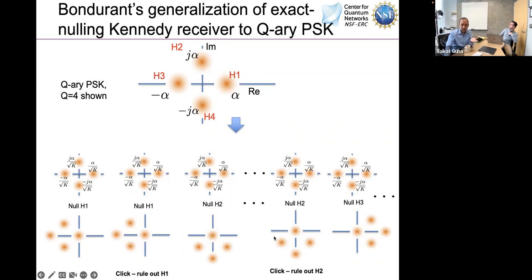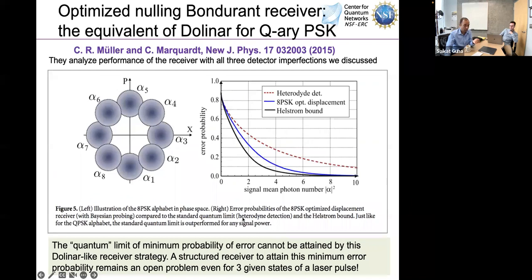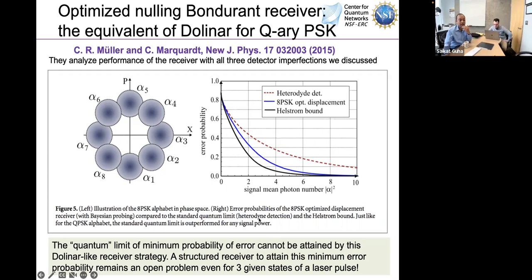This receiver was studied by Roy Bondurant in 1993, and he found the probability of error achieved by that. But unfortunately, this time, he was not able to get to the Helstrom limit, the minimum probability of error. Okay, so the optimized nulling Bondurant receiver is the equivalent of the Dolinar receiver. It doesn't get you to the Helstrom bound. The Helstrom bound is that minimum probability of error.